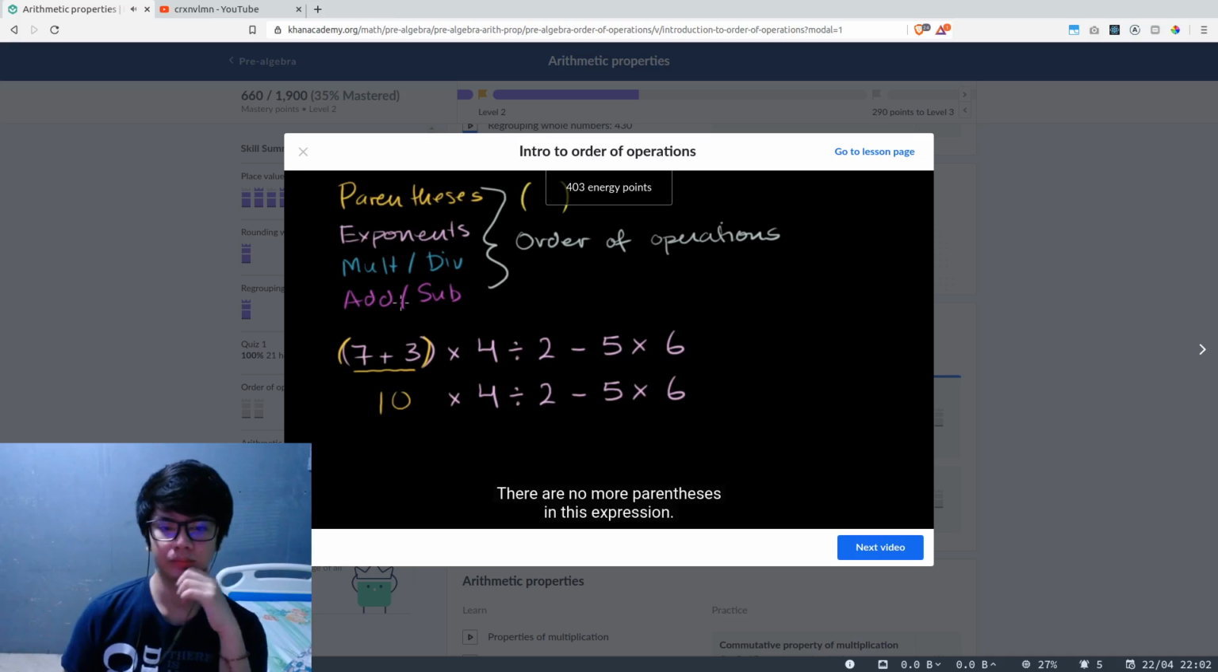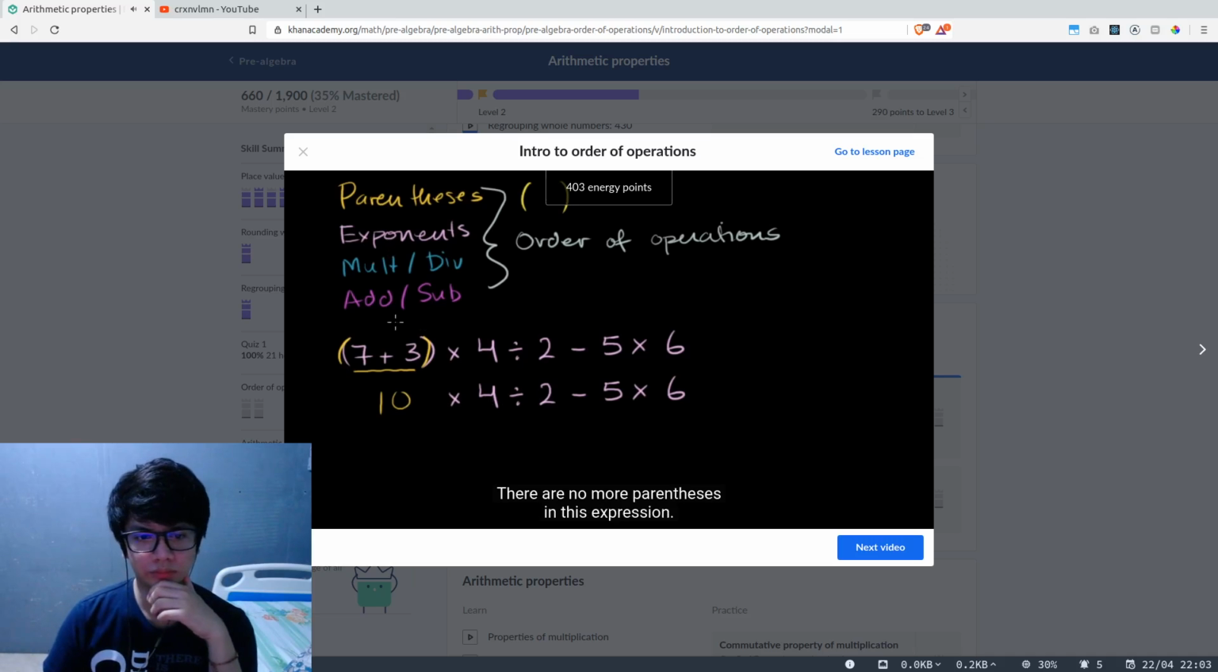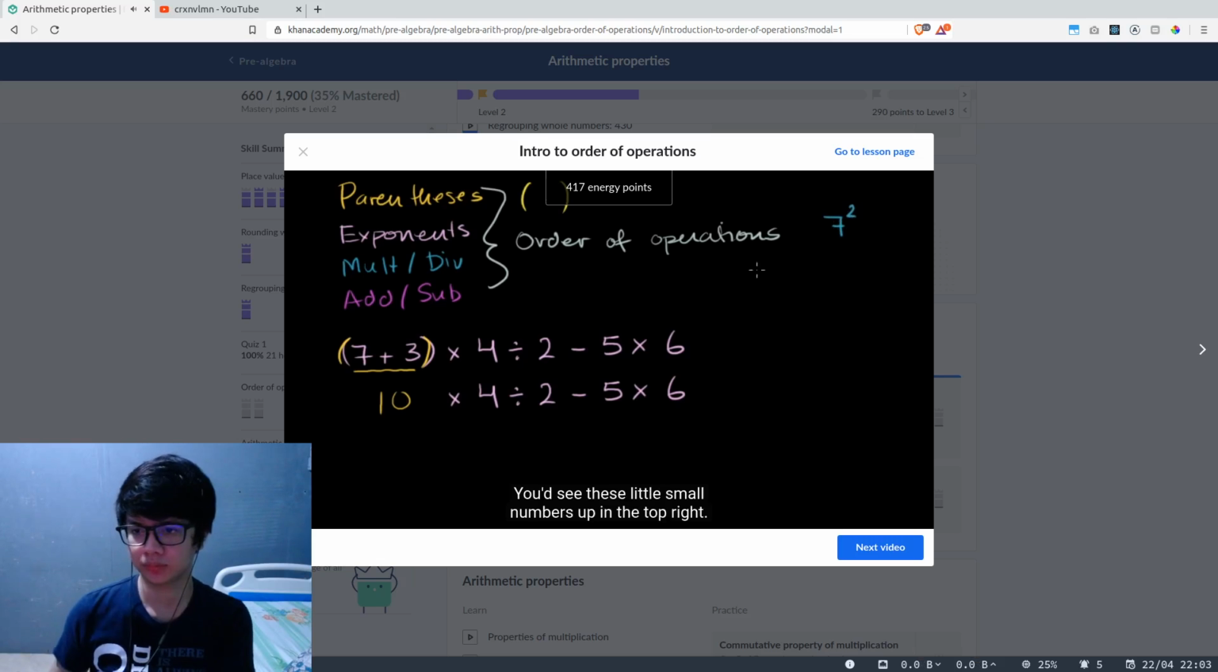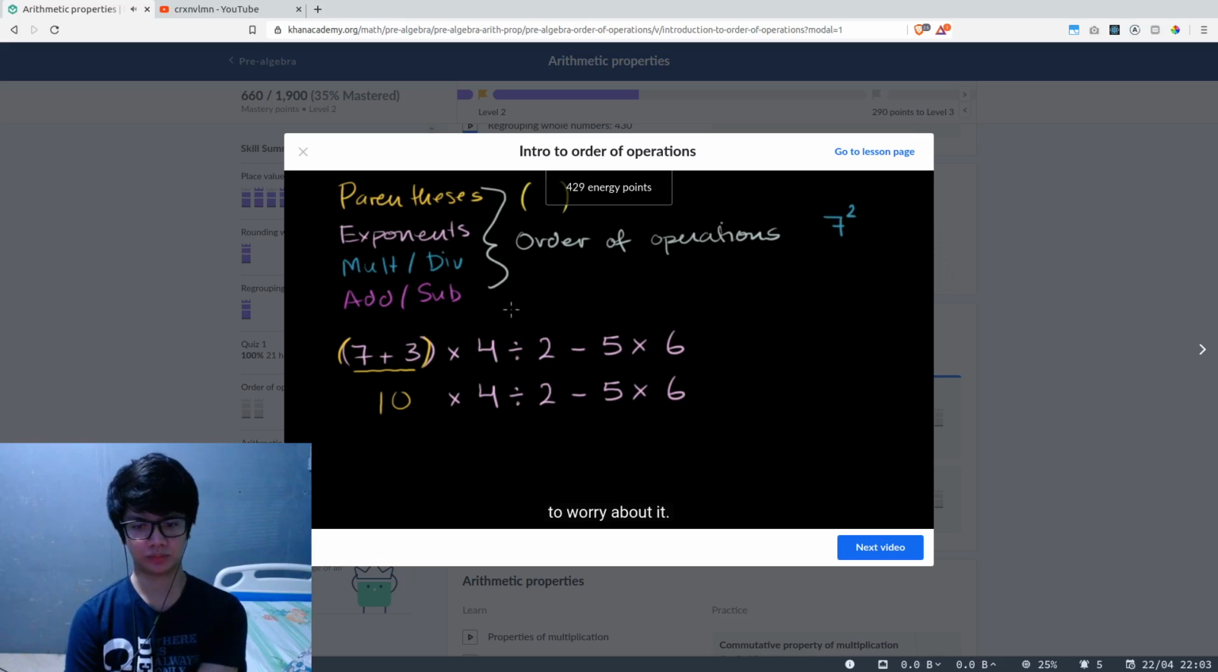Then what? There are no more parentheses in this expression. Then we should do exponents. I don't see any exponents here. And just in case you're curious what exponents look like, an exponent would look like 7 squared. You'd see these little small numbers up in the top right. We don't have any exponents here, so we don't have to worry about it.